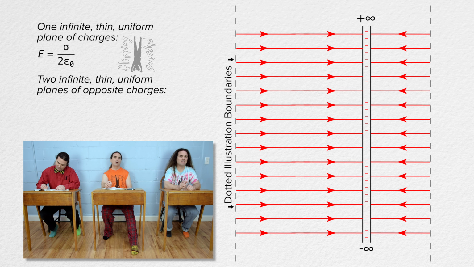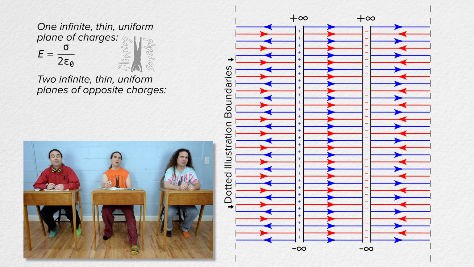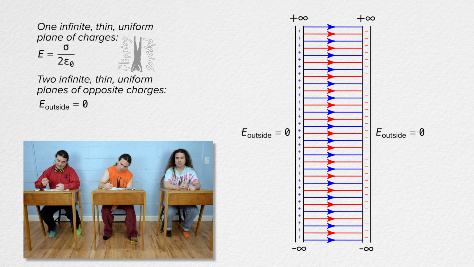And now let's add back the positively charged plane and its blue electric field. Okay. Outside the two parallel oppositely charged planes, the electric fields are equal in magnitude, however they are opposite in direction. Therefore, the electric field outside the two parallel planes of charge is 0. However, between the two parallel planes of charge, the two electric fields are in the same direction.